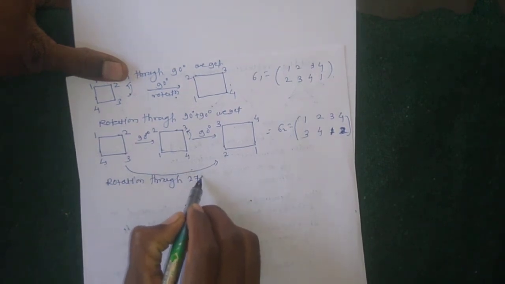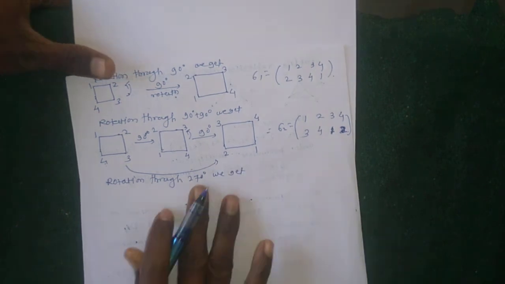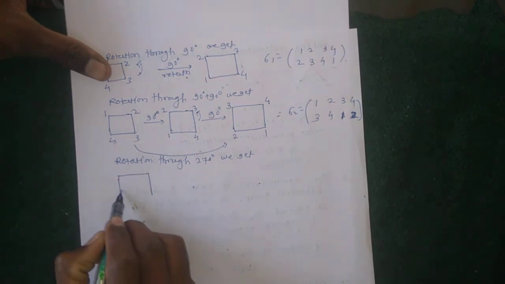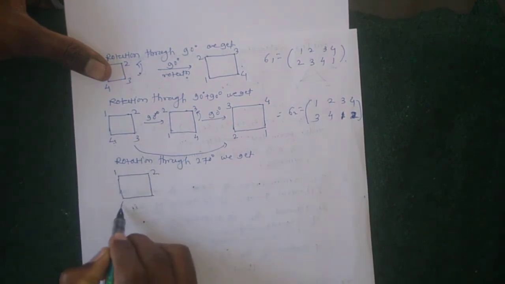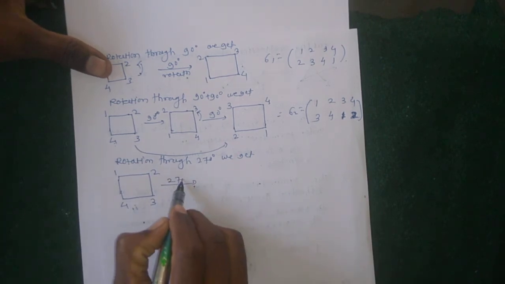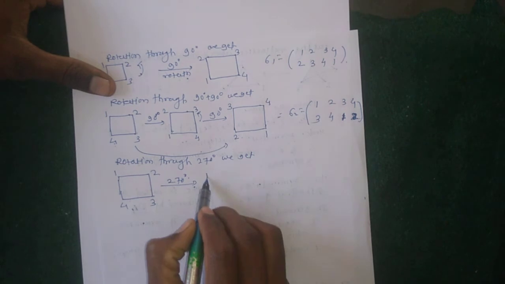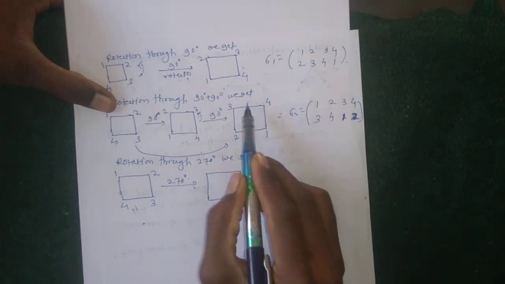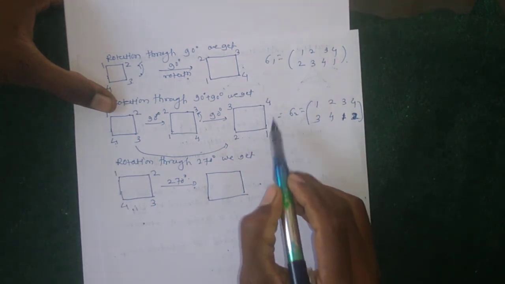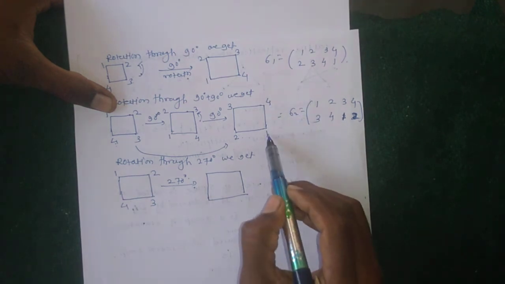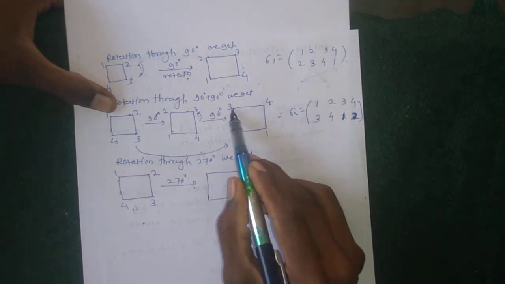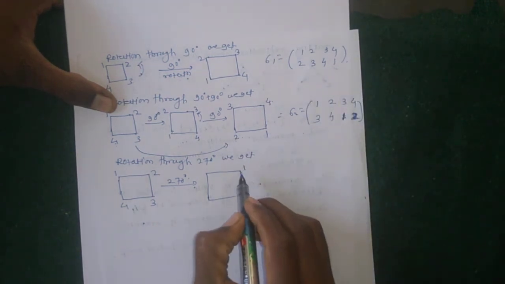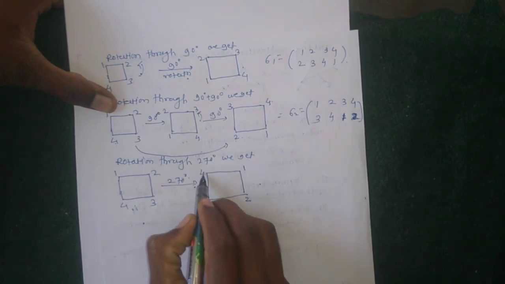Rotation through 270 degrees, we get the squares of the form 1, 2, 4, 3. Then 270 degrees, which means this is a 180 degree triangle. This triangle is rotated through another 90 degrees. Then position 1 goes to position 4, 4 goes to 3, 3 goes to 2 and 2 goes to 1. Okay, that means 1, 2, 3 and 4.